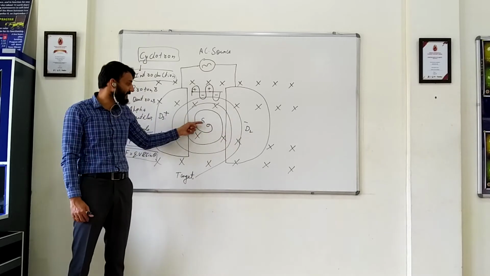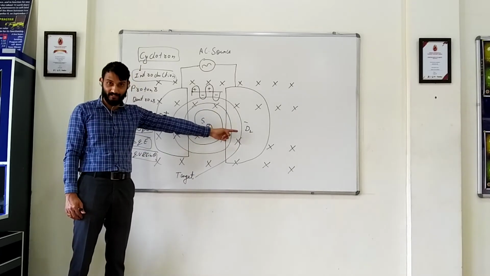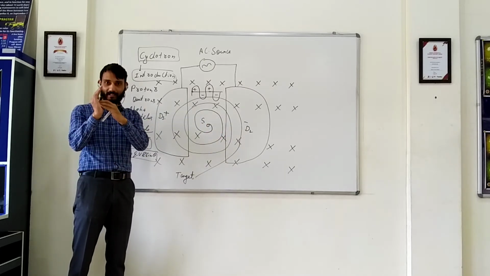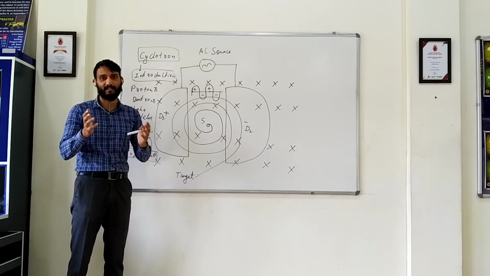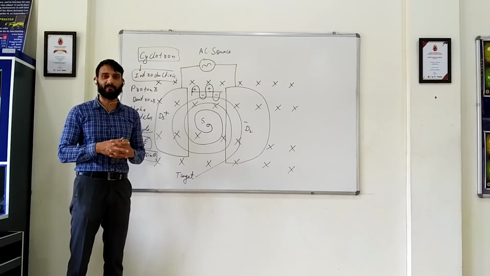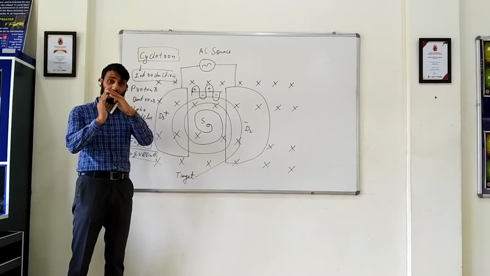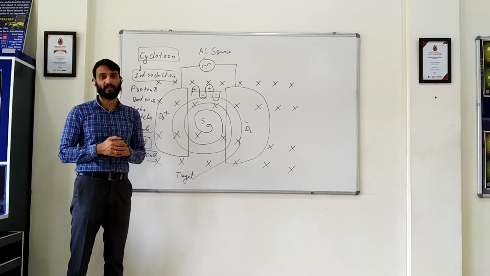So it will try to accelerate in that direction. So it is accelerating. The moment it enters inside this D, what happens is that inside any metallic conductor there is no electric force. That is a very important property of the electric field, that whenever there is a hollow metallic conductor, no electric field will be there inside.